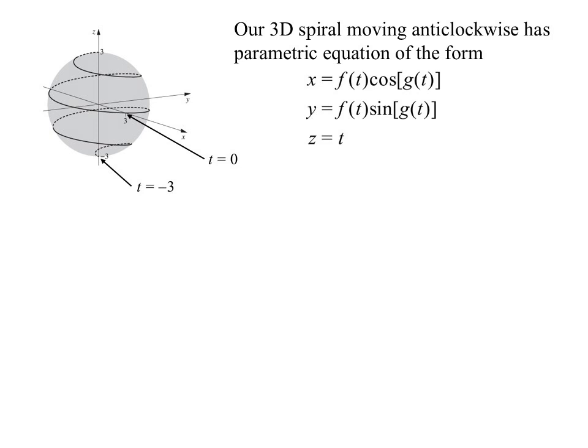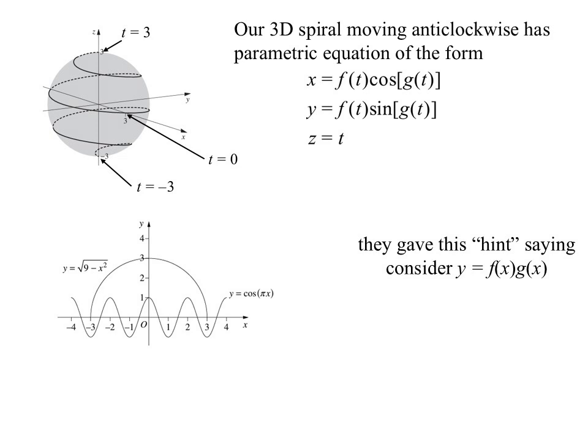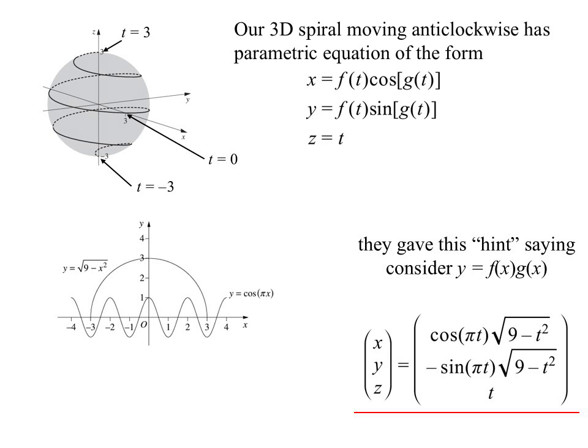At t equals 0, I'm winding up, I'm now back on the xy plane. And then at t equals 3, I'm up at the top. They gave us a hint saying that if you knew this was the form of the parametric, then I go, well, hang on, function x times g of x, these are the two functions you've given me. I know it's got to look like that, so okay, there's my parametrics.